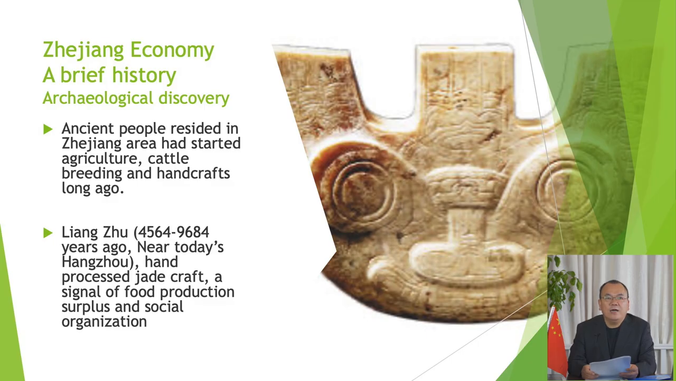According to the archaeological discoveries, 5,000 to 9,000 years ago, at Liangzhu, a place near today's Hangzhou, there was already hand-processed jade craft. You can see the picture. The jade craft is difficult to be processed. If you have such a difficult processed handcraft, it is a signal of food production surplus and social organization. You know, this kind of handcraft was mainly processed by the noble classes, by the boss, by the head of the tribe.